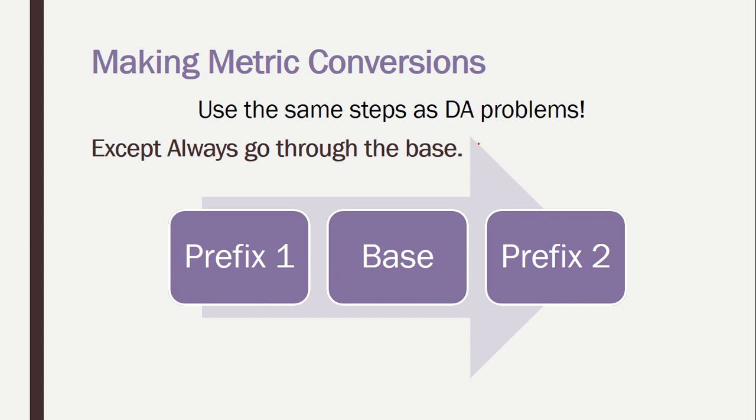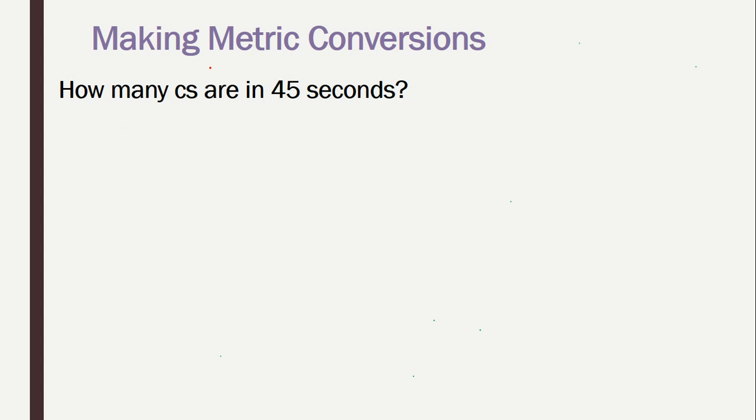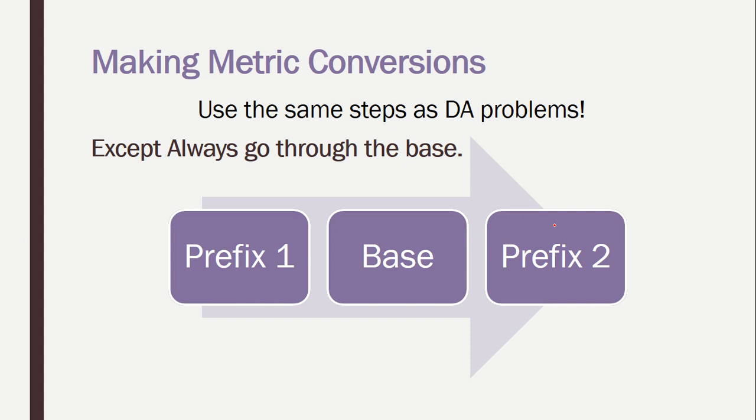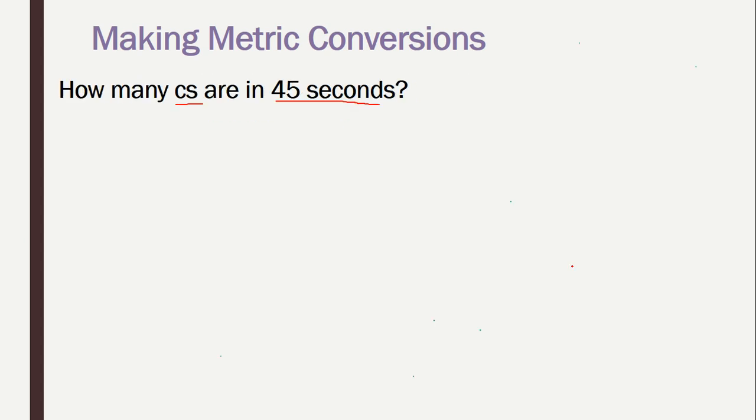So let's take a look here. How many centiseconds are in 45 seconds? So what is given? We have 45 seconds given. What is needed? Centiseconds. We're starting from the base. So in our pathway, we're starting from the base, right? We're starting in seconds. So we're getting on the highway here. We missed the first prefix. We're going to go in and we're going to come out in centiseconds. That's the idea. So we're going from seconds in and we're leaving with centiseconds.